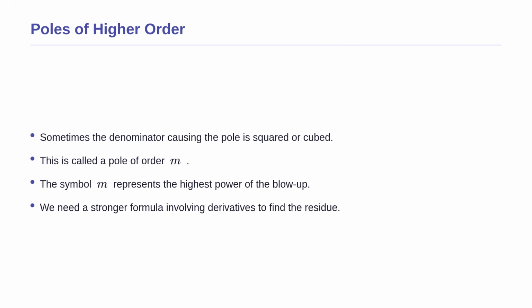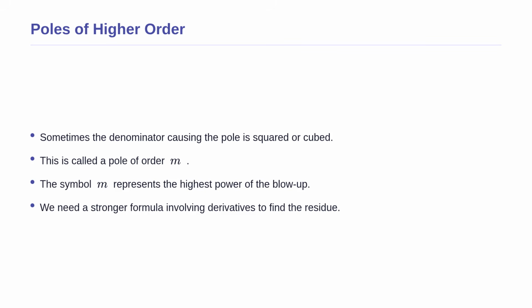Sometimes the factor in the denominator causing the blow-up is squared, cubed, or raised to an even higher power. When this happens, we call it a pole of order m. The symbol m simply represents this order, which is the highest power of the denominator causing the singularity. Because the singularity is more severe, simply multiplying by the factor once will not clear the denominator completely.